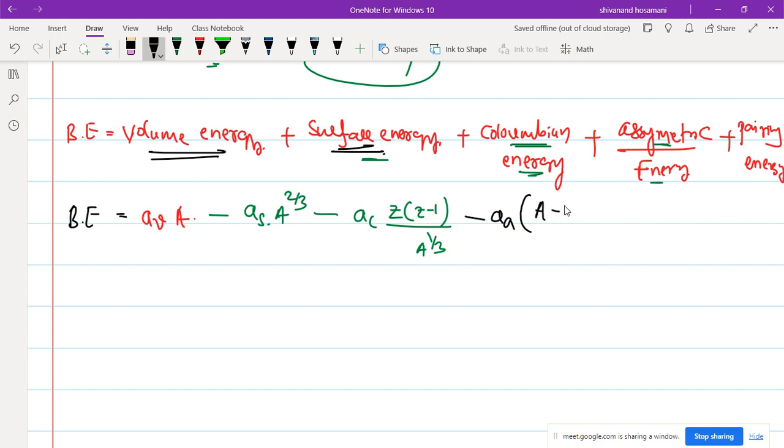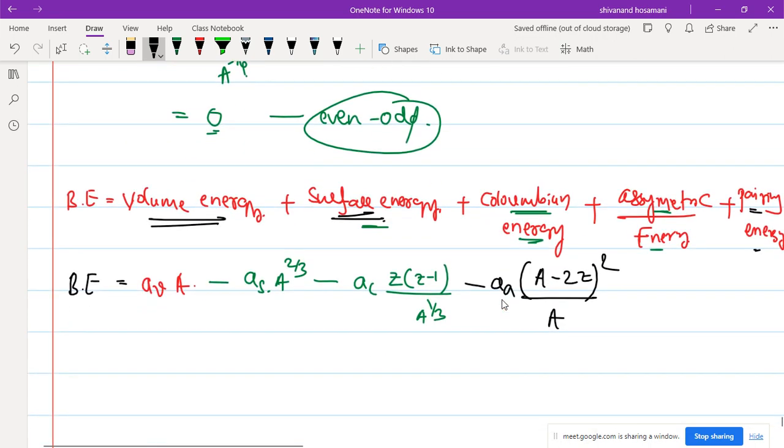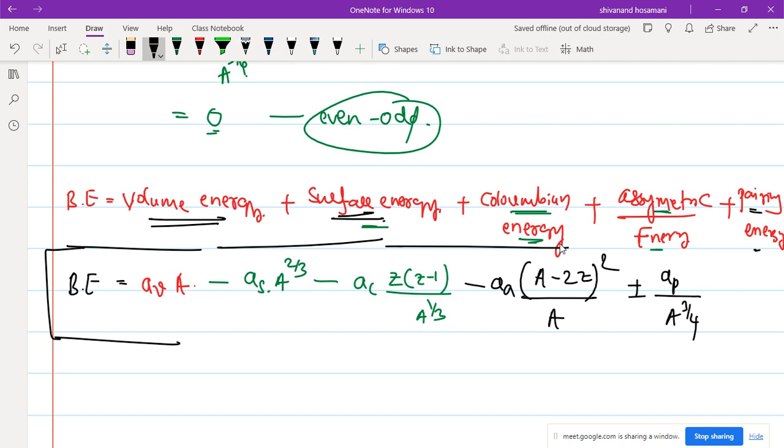Now tell me about parity. What should I take for the parity energy? Sometimes it is going to contribute positively, sometimes negatively. Therefore, we need to take this one as plus or minus AP divided by A to the power of 3 by 4. Is it clear now, everyone? So this binding energy for the nucleus is calculated considering different factors like symmetry, pairing, surface part, volume part, and Coulomb interaction between the protons and protons.